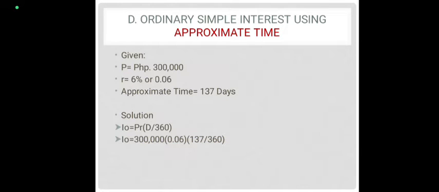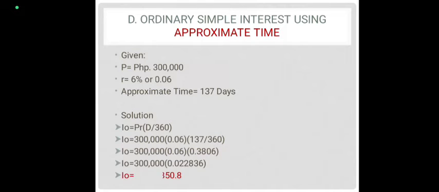Next, we need to multiply this one. We just get 0.3806. So next, we have to multiply this one. We get 0.022836. So by multiplying the principal and the rate, we get the next answer.